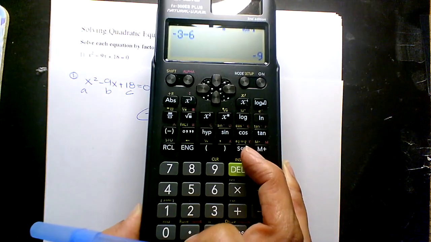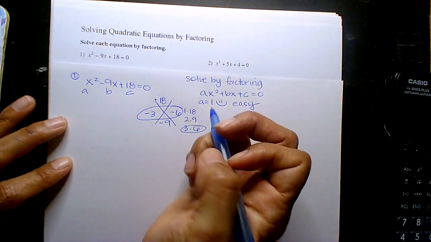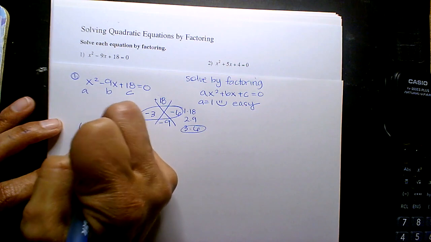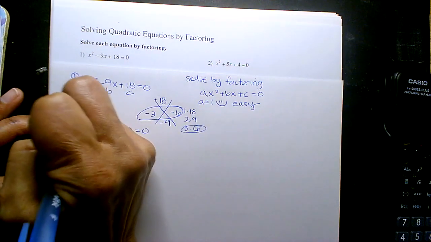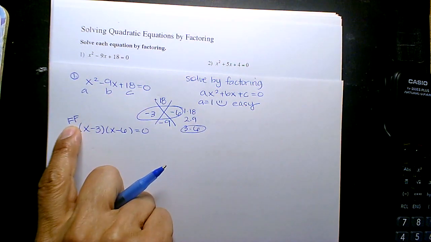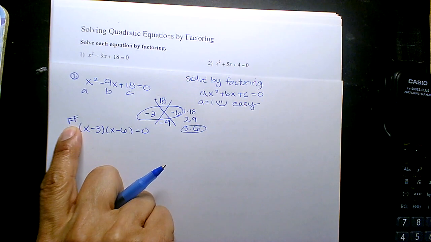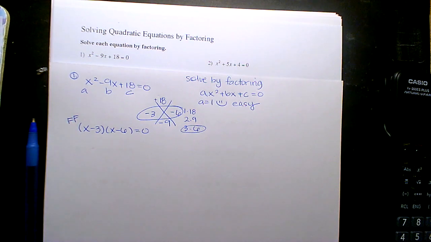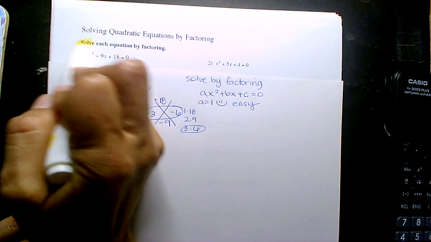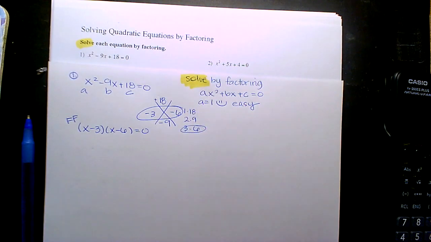Oh, you can't even see it. Whatever, negative 9. Okay, so you would write x minus 3, x minus 6 is equal to 0. This is factored form. Okay, so you factored here, but you are not finished. It's asking you to solve by factoring. Okay, so how is it you solve?